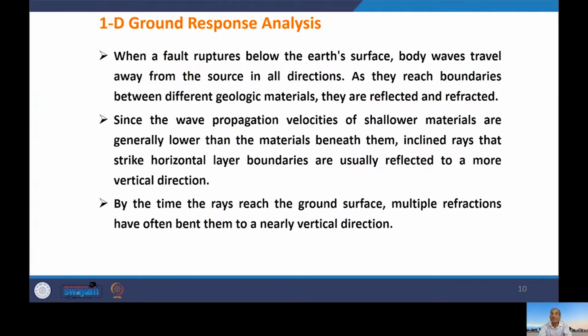Since the wave propagation velocities of shallower materials are generally lower than the materials beneath them, because as you go deeper and deeper, it is expected that materials become harder or stiffer, inclined rays that strike horizontal boundaries, coming from below, are usually reflected to a more vertical direction. By the time these rays reach the ground surface, multiple reflections often bend them to a nearly vertical direction. So what you can see here.